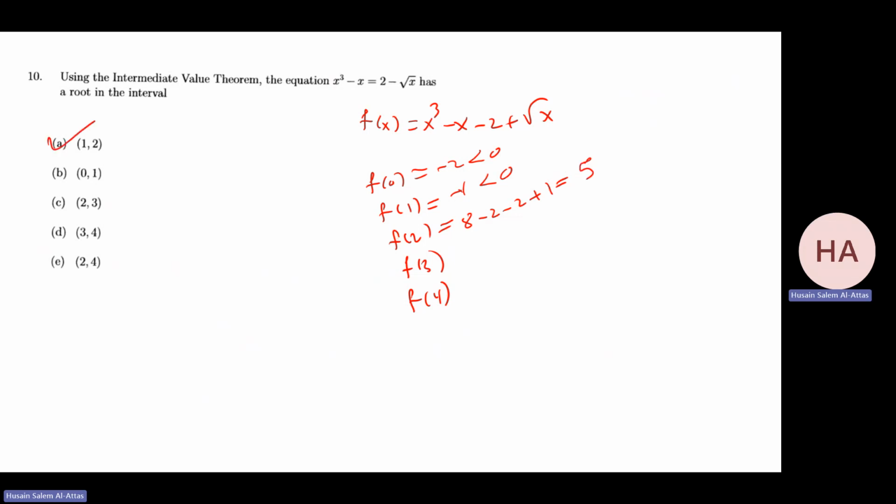So 1 and 2 is correct. 0 and 1 give us nothing. Let's check 3. F of 3 will be what? 27 minus 3 minus 2 plus square root of 3, which is clearly positive. So this is out of the picture. Since this is positive, this one will be 4 cubed, which is 64, minus 4 minus 2 plus 2, which is always positive. So this is out and this is out. So this is the only solution. I think I will stop here.